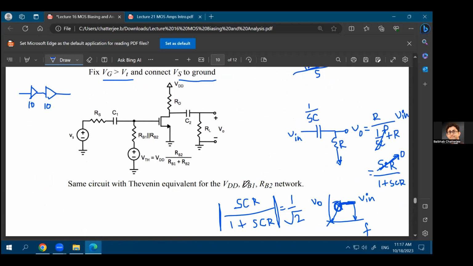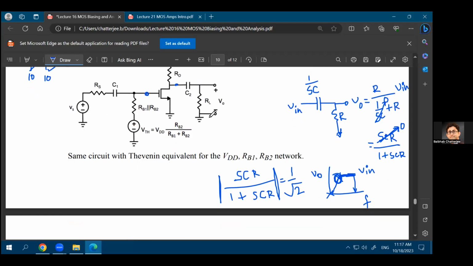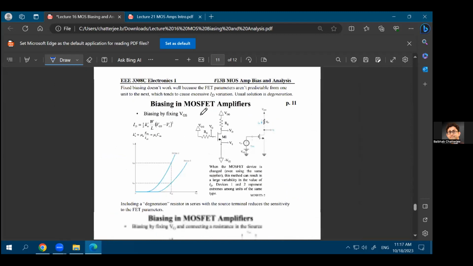And this is the Thevenin equivalent circuit for your AC network. For your AC network, you have your RB1 in parallel with your RB2, and that's how you should analyze this circuit when you are trying to find out what is the AC voltage at this point, and eventually how much would be the AC voltage at this point. So we look into those scenarios in today's lecture. Okay. So that is your biasing by fixing your VGS.